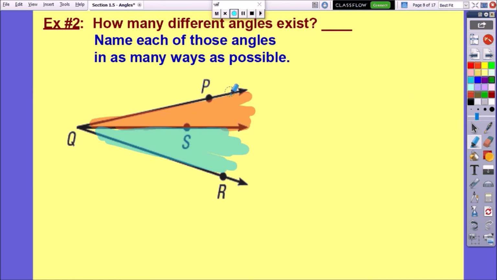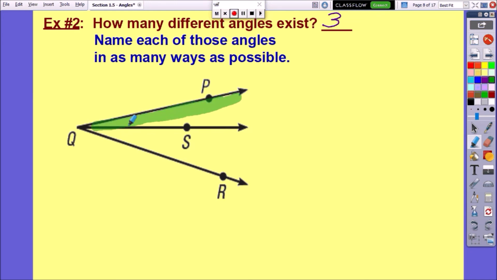And some of you go, great big one? Yeah. What about this angle? What about the overall thing that has the two smaller angles inside of it? That's a bigger angle, right? So there's really three different angles that exist in this picture. And then I say name each of those angles in as many ways as possible. All right, so we're gonna do some color coding here to be able to differentiate between our three different angles.